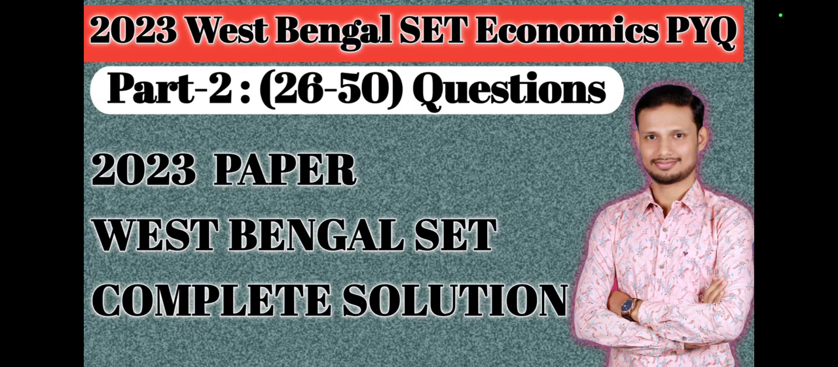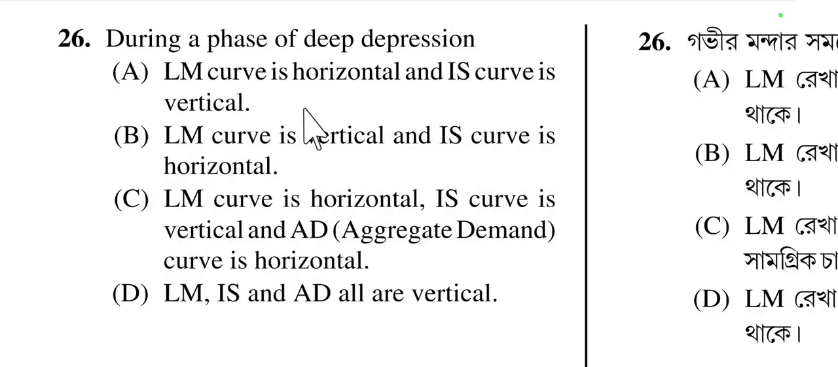So let's start today's session. Today's first question is: during a phase of deep depression, the LM curve is horizontal and the IS curve is vertical, or LM is vertical and IS is horizontal, or LM is horizontal and IS vertical and the aggregate demand curve is horizontal, or LM, IS and aggregate demand are all vertical.